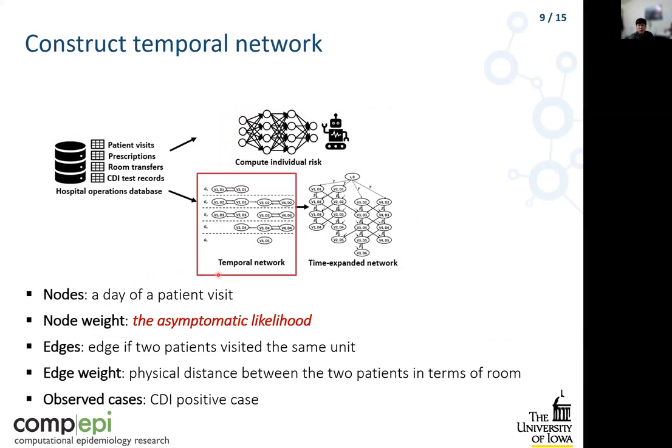Then we construct a temporal network, where the temporal network is daily snapshots of patient visits in the hospital. So each node is a patient visit. Each node has an indicator on whether it's a CDI case or not, and also the likelihood of being asymptomatic, which is computed from the previous step. And there are edges which denote whether the two patients visited the same unit in the hospital in the day or not.